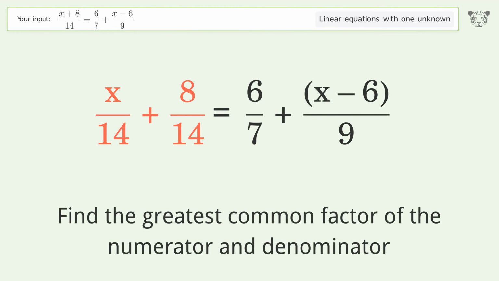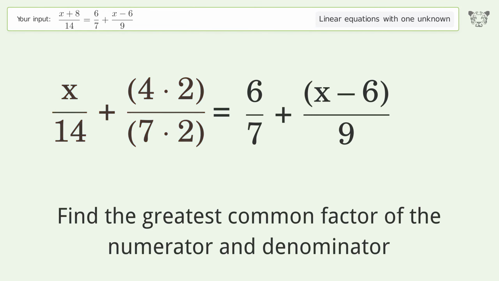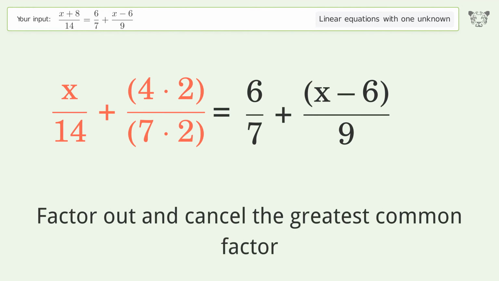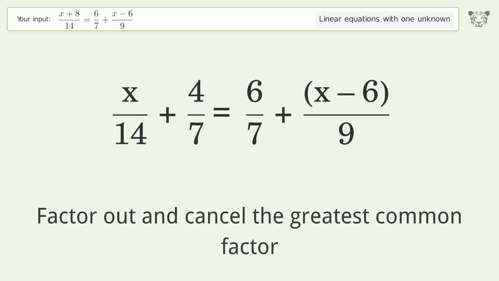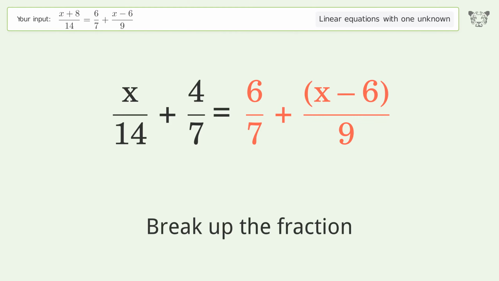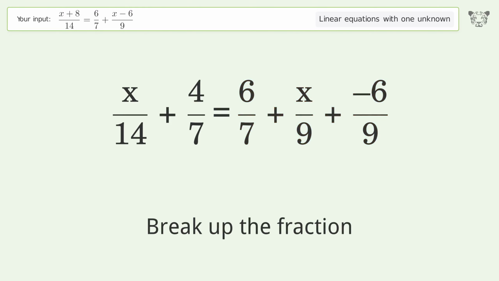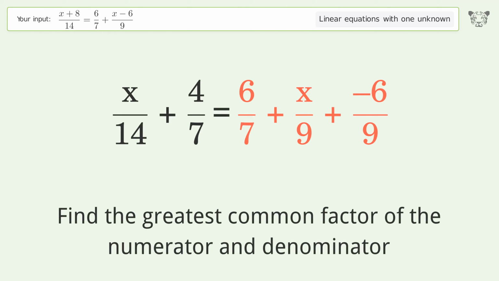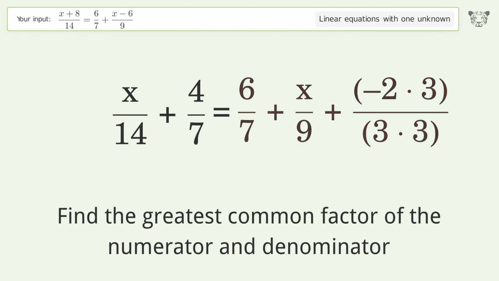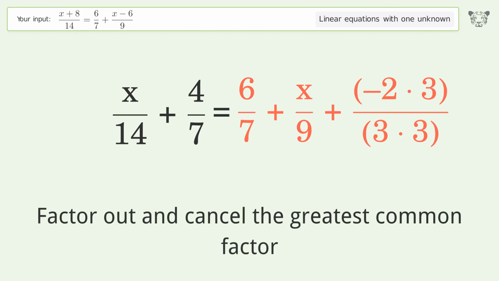Find the greatest common factor of the numerator and denominator. Factor out and cancel the greatest common factor. Break up the fraction. Find the greatest common factor of the numerator and denominator. Factor out and cancel the greatest common factor.